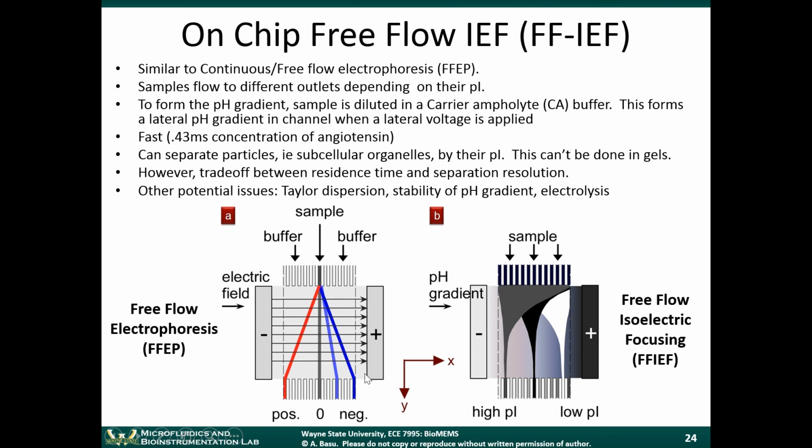And this is what the system might look like. This is free flow electrophoresis. This is free flow isoelectric focusing. Your sample can actually come in from all of the inlets in the channel, and if the channel is long enough, they will get focused to certain outlets. The carrier ampholyte is being applied to this system here. This is free flow isoelectric focusing.